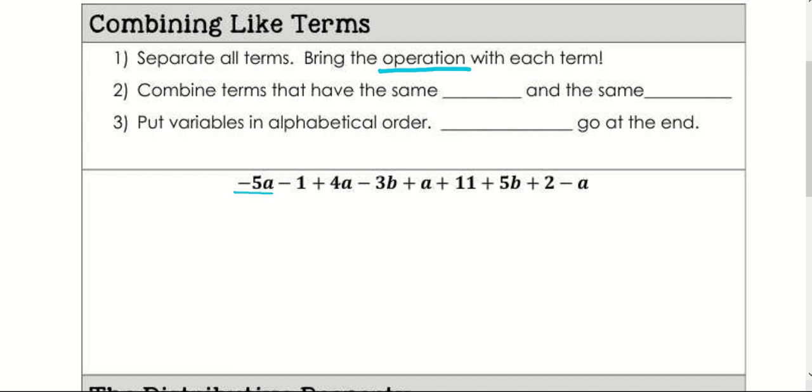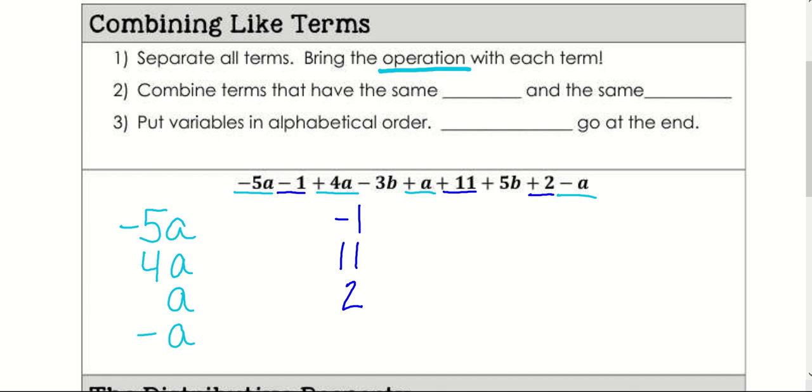So first I like to underline each piece that is going to be able to be combined. So I have negative 5a, 4a, a, and negative a. So I'm going to make a little list over to the left with those terms. Now I see a negative 1, and with that I could only put my 11 and 2 because all of those are constants. And then my third group that I notice are my terms with b's in them. So I have a negative 3b because again we're bringing the operation with it, and a 5b.